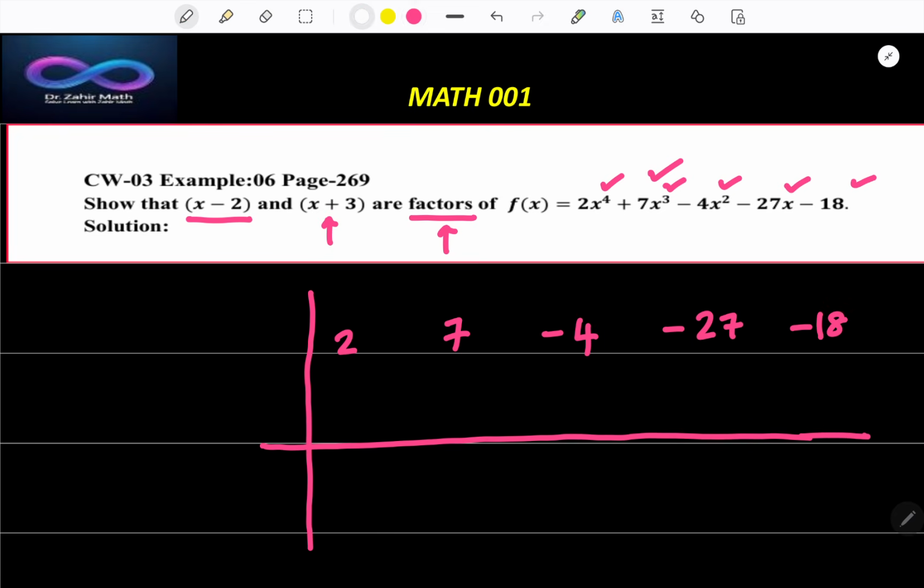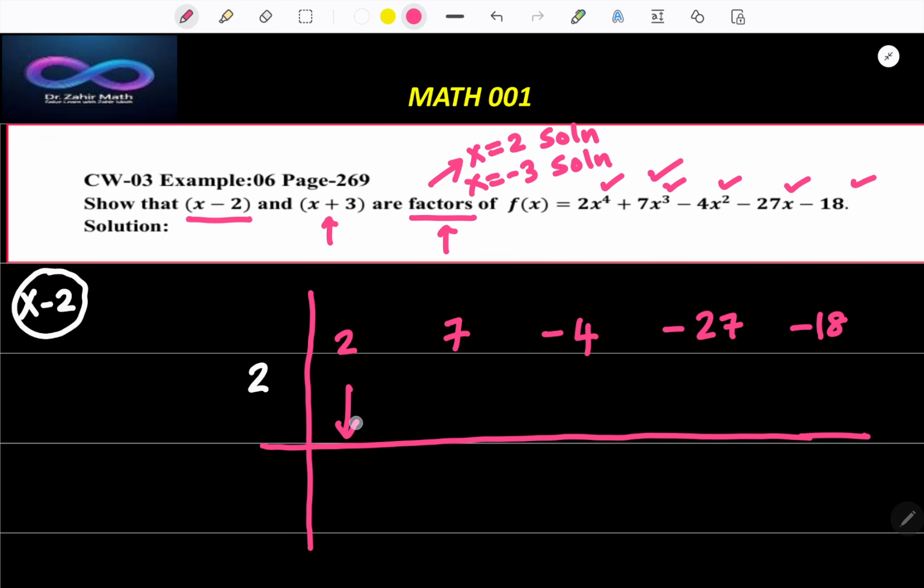Okay, everybody? Right. First is what? x minus 2 they gave. So it means what? You're going to put 2. I said factor and solutions are the same. They can also give x is equal to 2 is a solution. They can also say x is equal to minus 3 is a solution. Same meaning. Okay? Right. So take this 2, right?